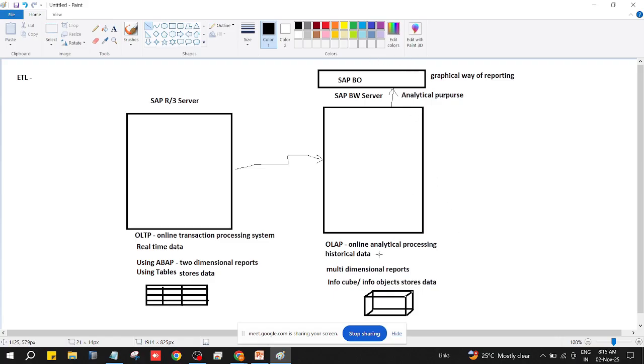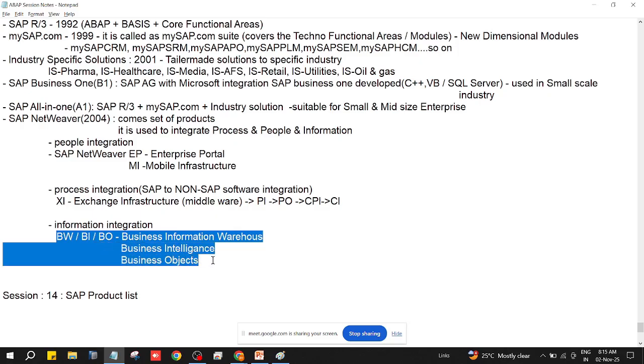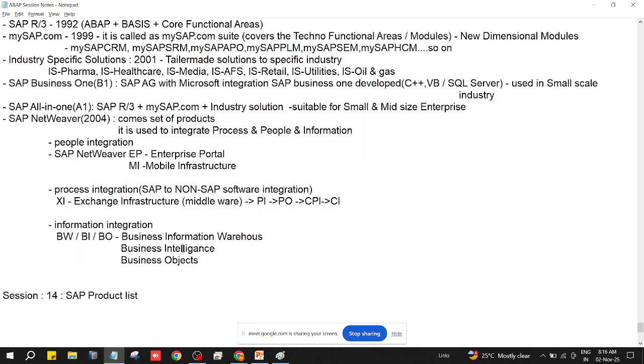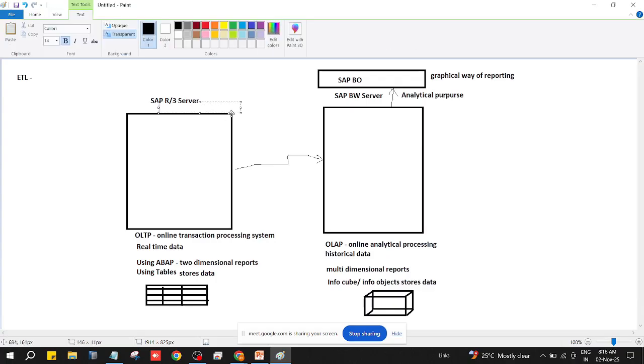When SAP initially introduced NetWeaver in 2004, this was the initial information I am talking about, almost 20 years back. I am always coming from the beginning to date. So initially it was like this: the BW server was separate, and SAP R3, that is our ECC ERP server, was separate.